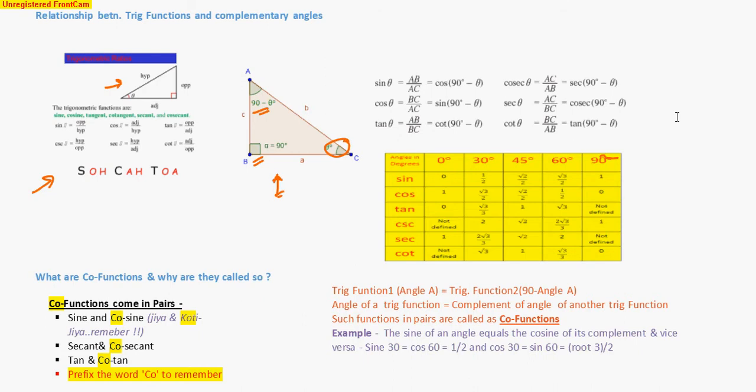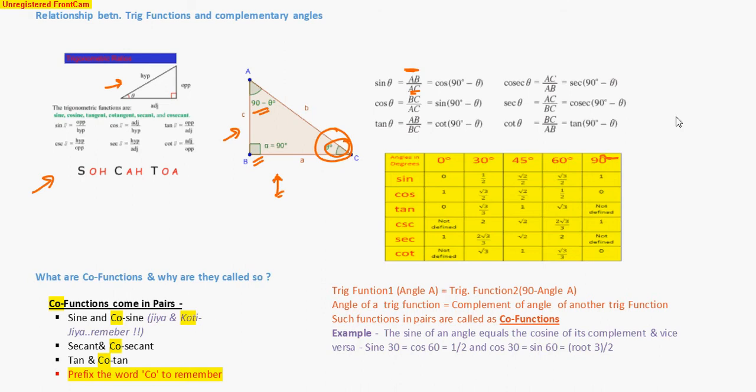Okay, let's move on. If you see here, this is my theta and this is my 90 minus theta. Let's take any trigonometric function, for example, let's start with sine. Sine of theta, by definition, is opposite upon hypotenuse. So sine of theta is equal to the opposite, which is AB, and the hypotenuse, which is AC. Okay, so we got that.